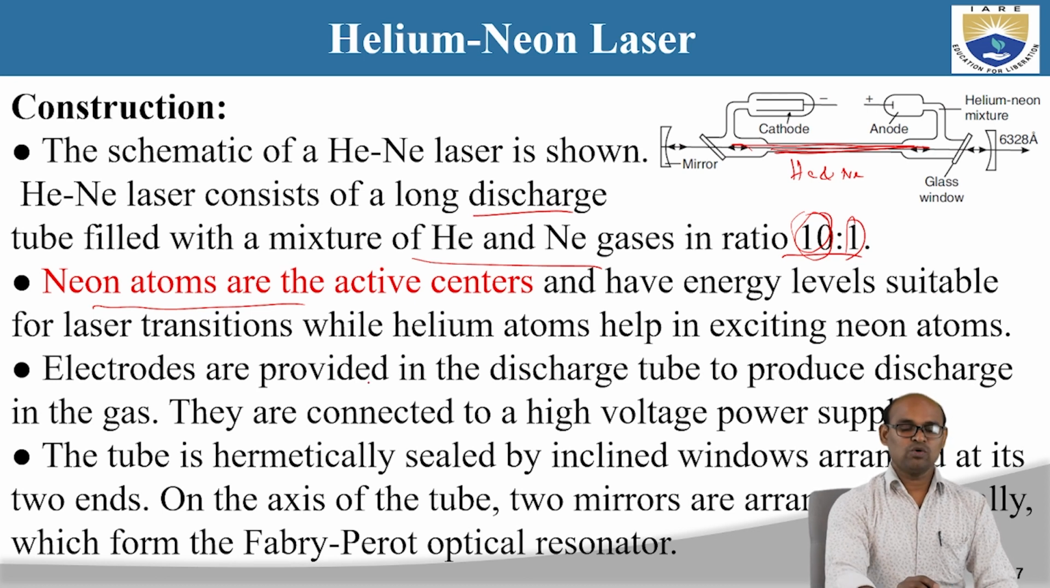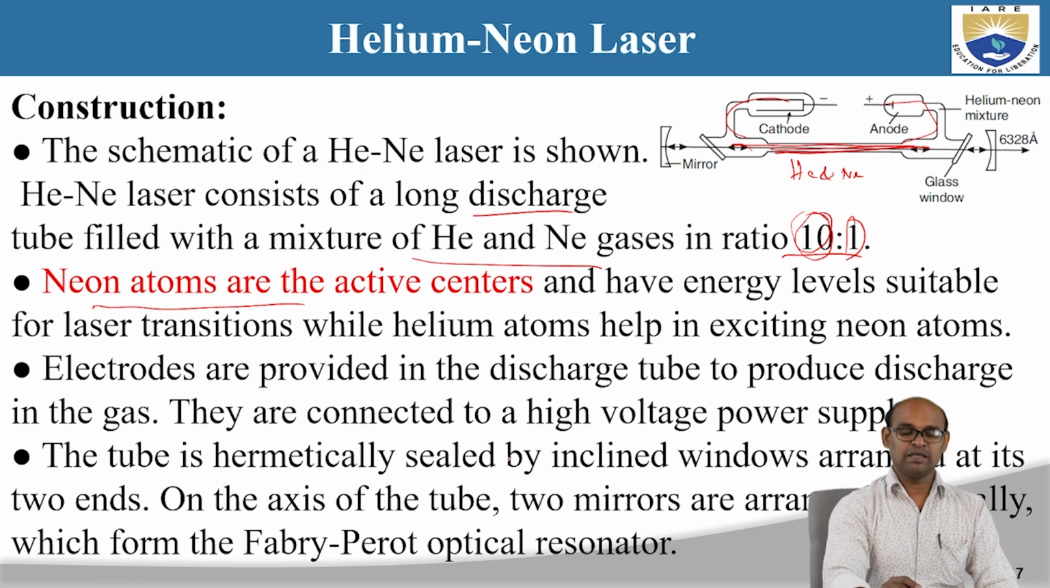Electrodes are provided in the discharge tube to produce an electric discharge in the gas. That is the reason we have connected this glass tube to these electrodes. The electrodes are connected to a high power voltage supply so that we can provide this electric discharge.